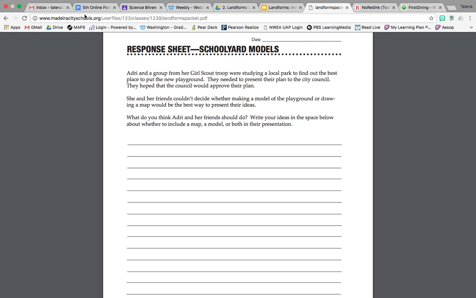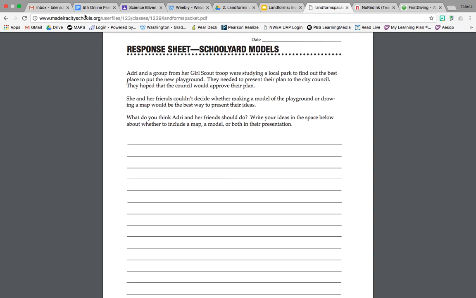Adrian and a group of her Girl Scout troop were studying a local park to find the best place to put the new playground. They needed to present their plan to the city council. They hoped that the city council would approve their plan. She and her friends couldn't decide whether making a model of the playground or drawing a map would be the best way to present their ideas. What do you think Adrian and her friends should do? Write your ideas in the space below and about whether to include a map, model, or both in their presentation. So again, this is kind of an opinion question. I want to see where you guys are at after having the activity today.